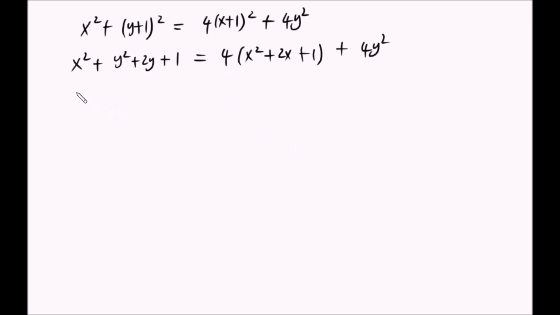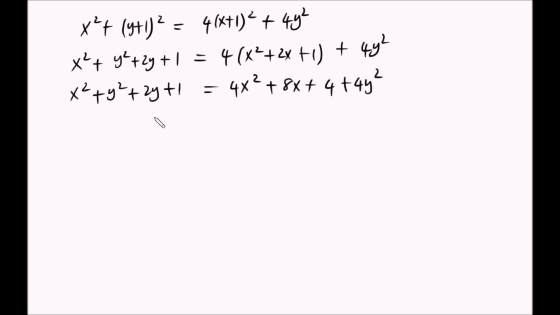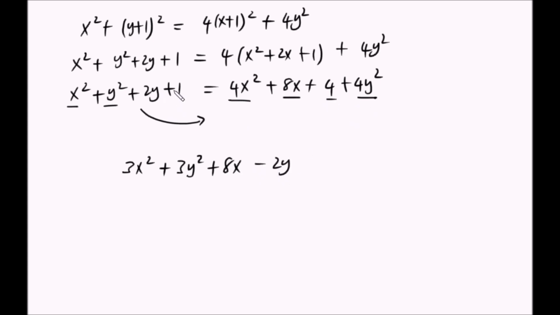So again, open the bracket there. So I remain here with x squared plus y squared plus 2y plus 1, which is just the same as 4x squared plus 8x plus 4 plus 4y squared. So I'm going to take all of this to this side. So it becomes 4x squared minus x squared, this becomes 3x squared. And then 4y squared minus y squared, this becomes 3y squared. And then I have 8x, and then I have negative 2y. And then I'm going to have 4 minus 1, which is 3.